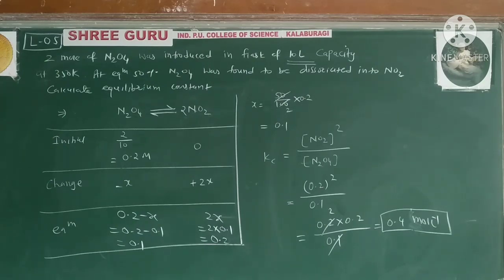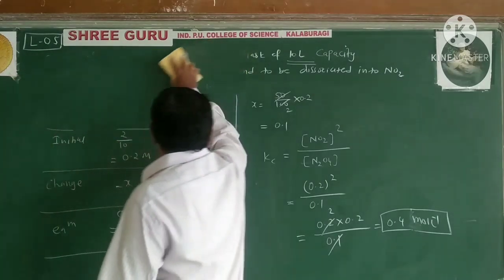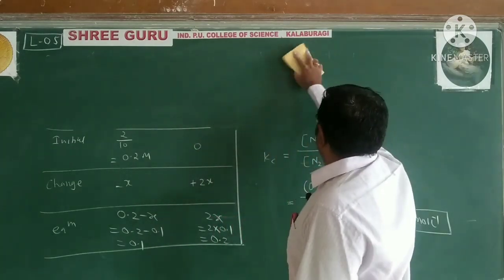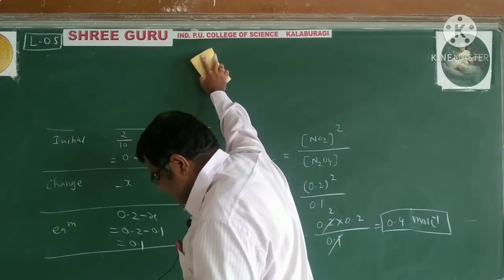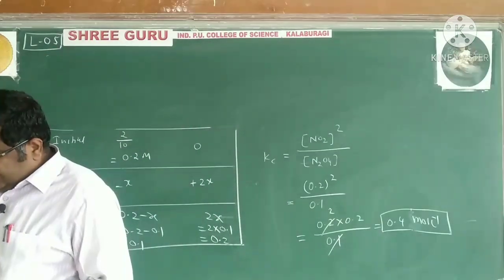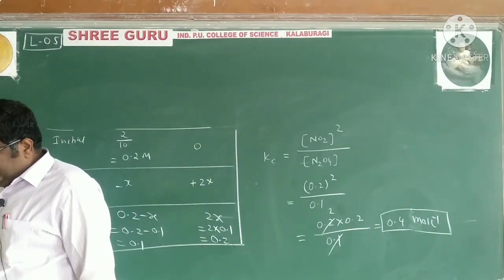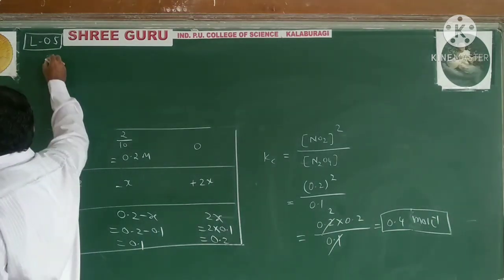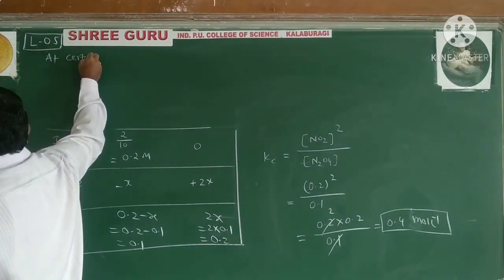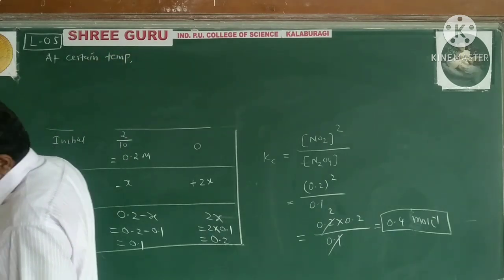Now the next one. At a certain temperature, the equilibrium constant is 16. If you have any difficulty you can just call. I will explain once again, but you should do the homework, solve once again, then only this problem will be clear.